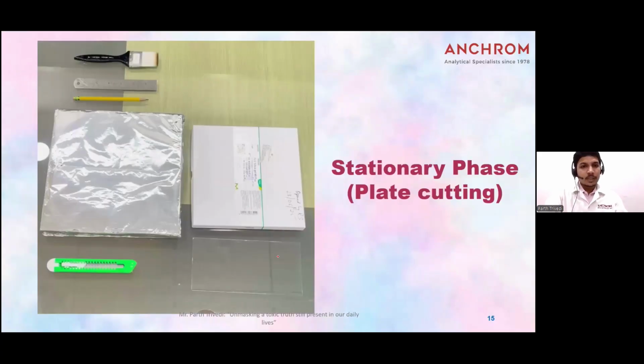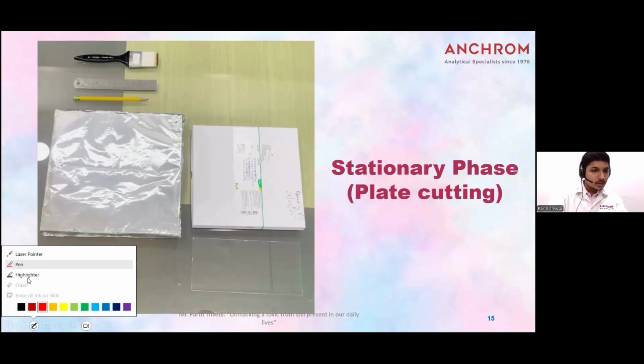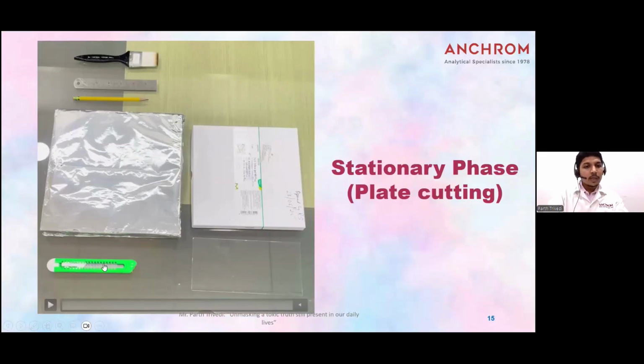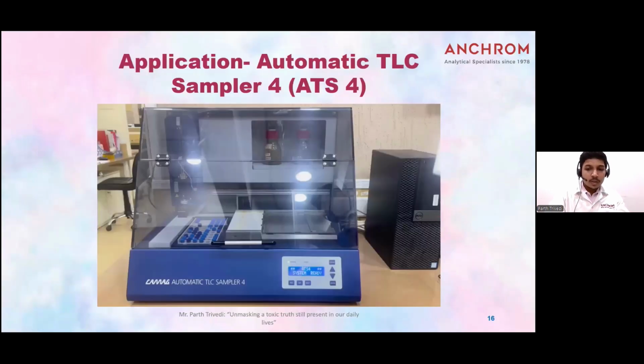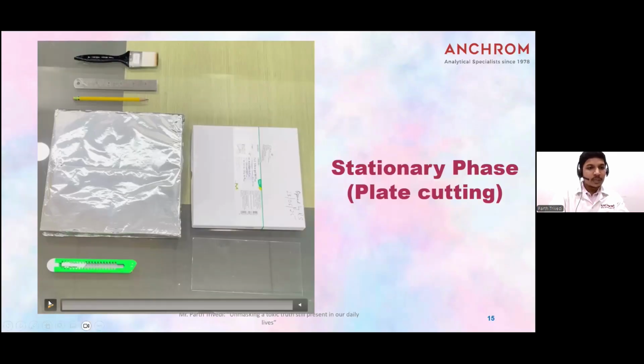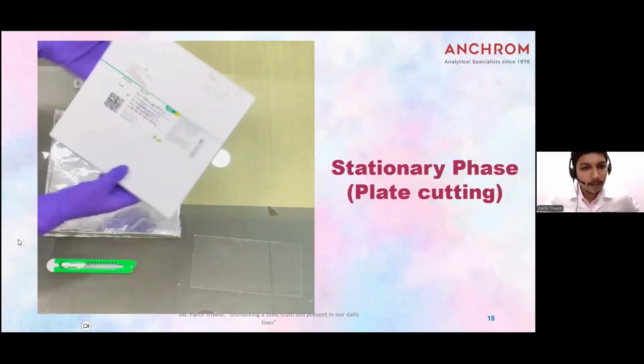So for the plate, normally we get a 20 by 20 plate while purchasing. Okay. So while purchasing the Merck plate, you get the 20 by 20, but we are required to cut it for 20 by 10 analysis. So yeah, we can play a video on how to cut the plate.